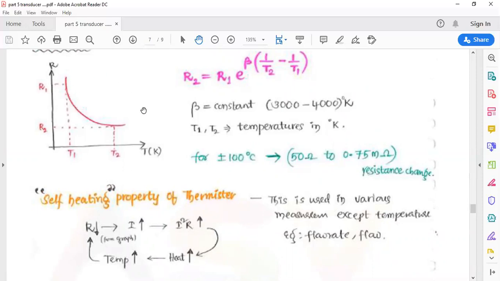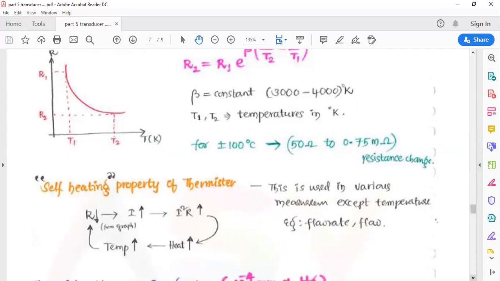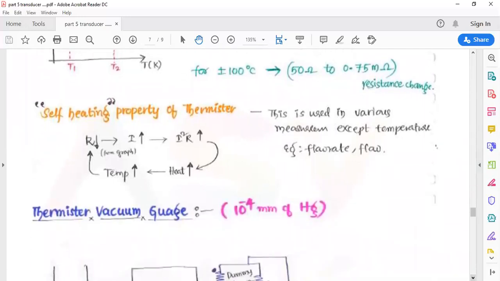Now here thermistor also has self-heating property. It means current will increase, I square R losses will increase, which increases heat. It means temperature increases, as a result resistance will decrease, it shows that current will increase, and this process goes on, current increases, and as a result there may be damage in the thermistor or our transducer. This is used in various measurements except temperature, for example flow rate and flow.